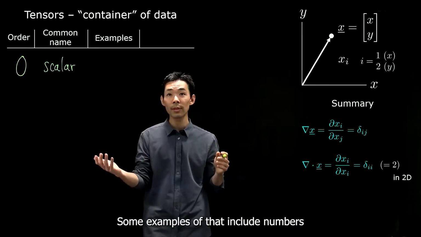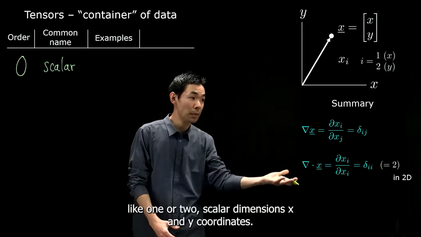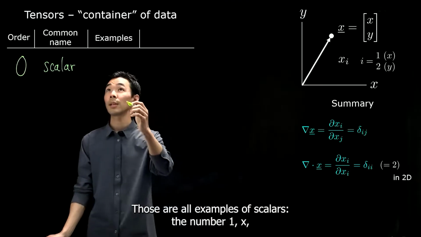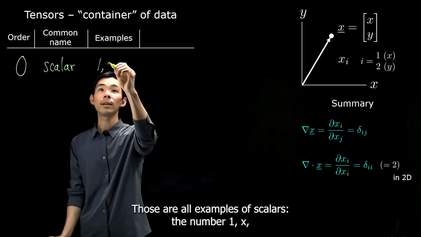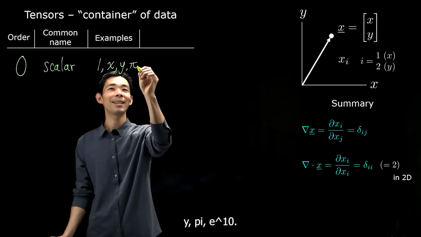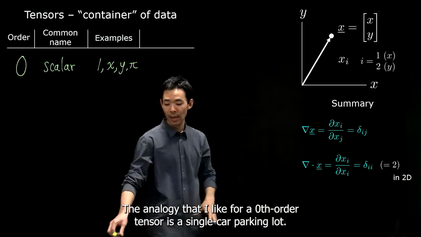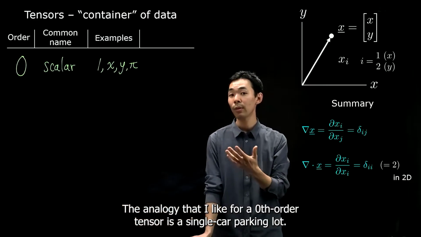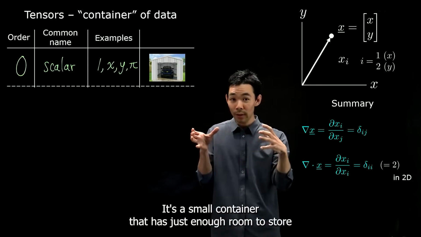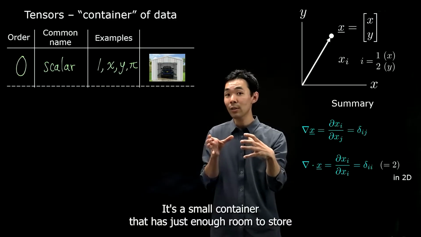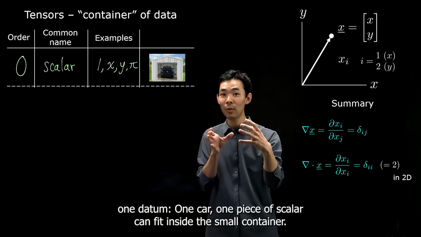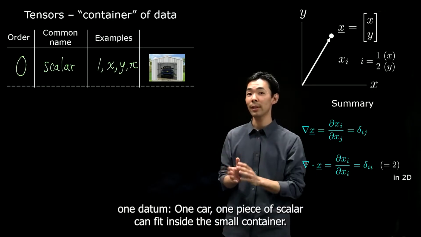And some examples of that, we've seen a bunch of them already, numbers like 1 or 2, scalar dimensions x and y coordinate, those are all examples of scalars. So the number 1, x and y, pi, e to the 10, those are all examples of scalars. And the analogy that I like to think about when I think of a 0th order tensor and a scalar is a single car parking lot. It's a small container that has just enough room to store one datum, right? One car, one piece of scalar can fit inside the small container.